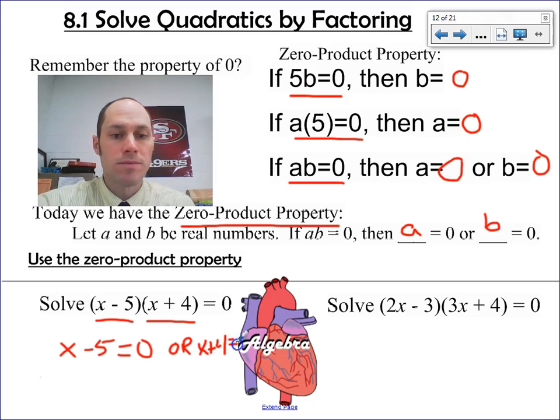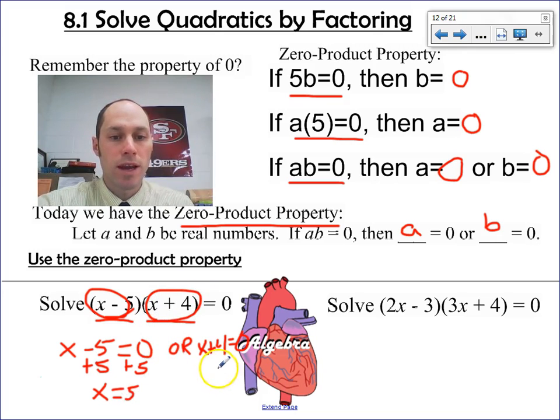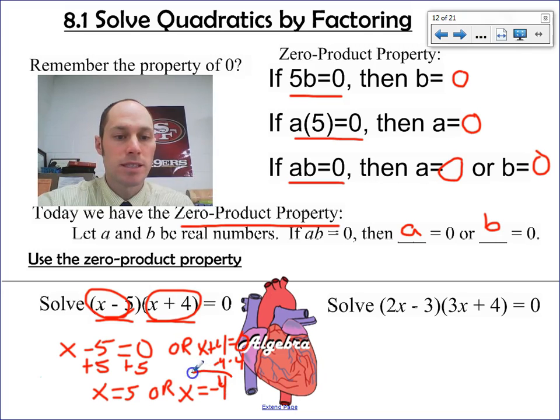in order to find the solution. So if x minus 5 equals 0, I'd add 5 to both sides of my equation, and I would see that x would have to equal 5. Or if I look at the other factor, x plus 4, if that equals 0, I would see that x would have to be equal to negative 4. So x is either 5 or negative 4. I have two possibilities that will make this equation equal to 0.